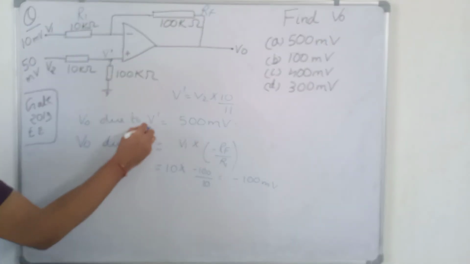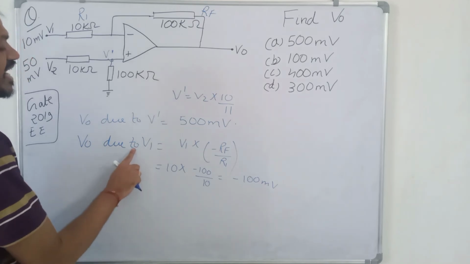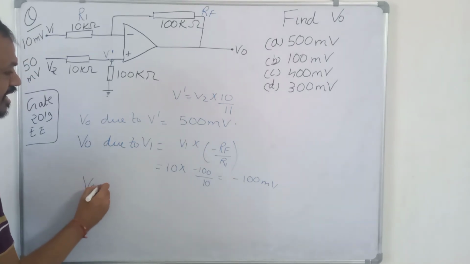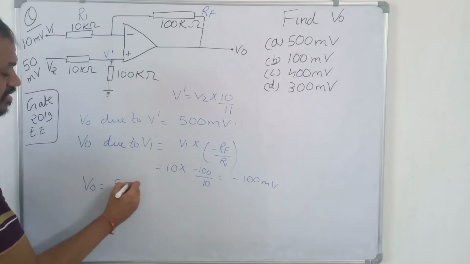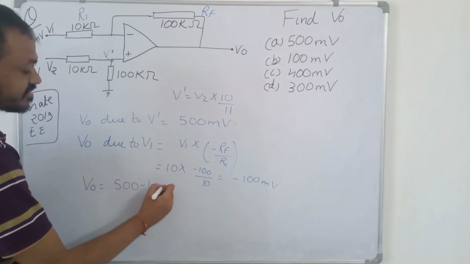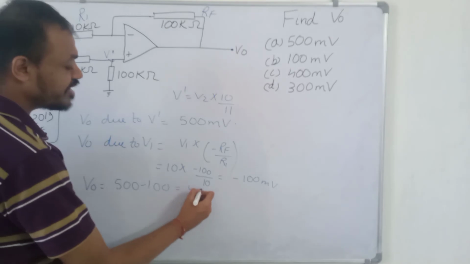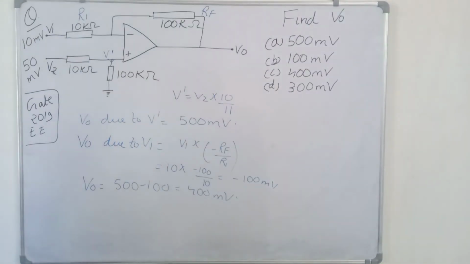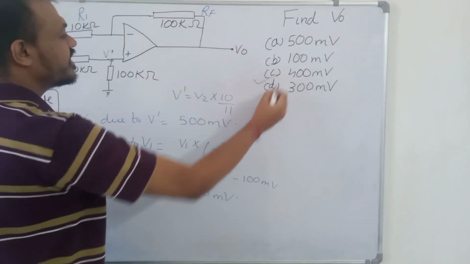So V0 due to V dash was 500 millivolt and V0 due to V1 is minus 100 millivolt. So total V0 will be equal to 500 minus 100, which is equal to 400 millivolts. So the correct option is option C, 400 millivolt.